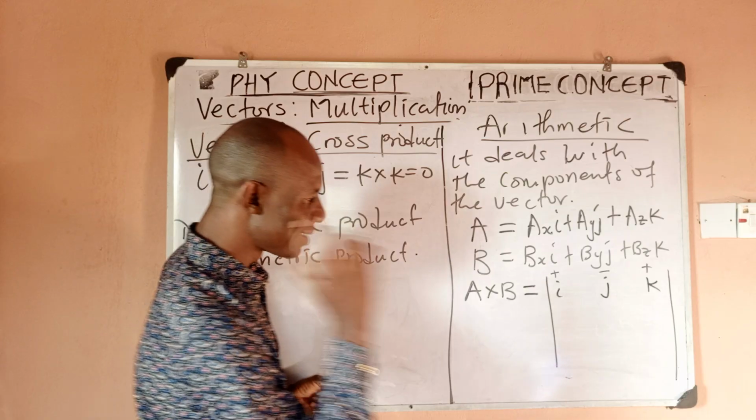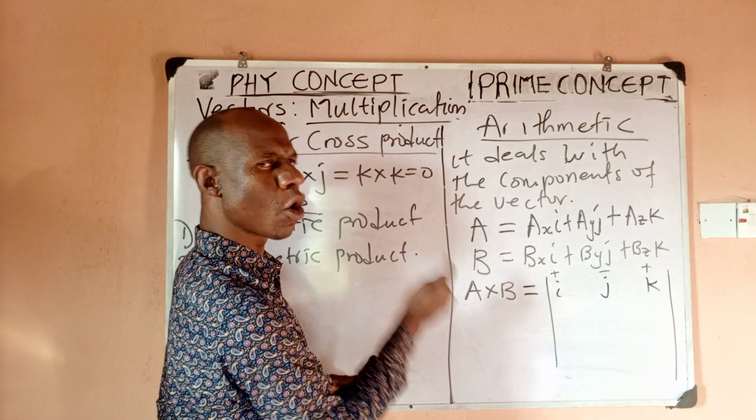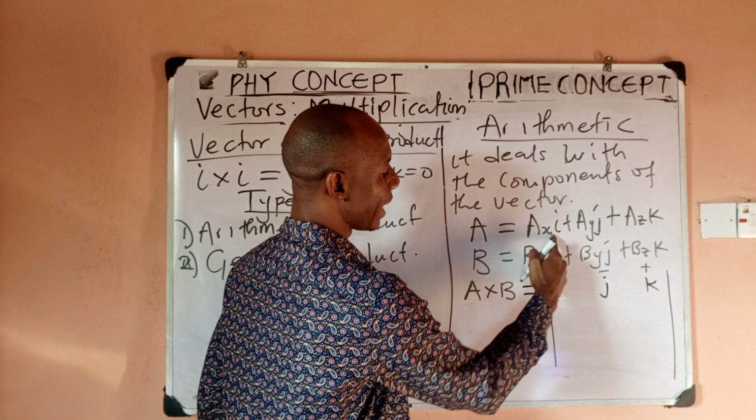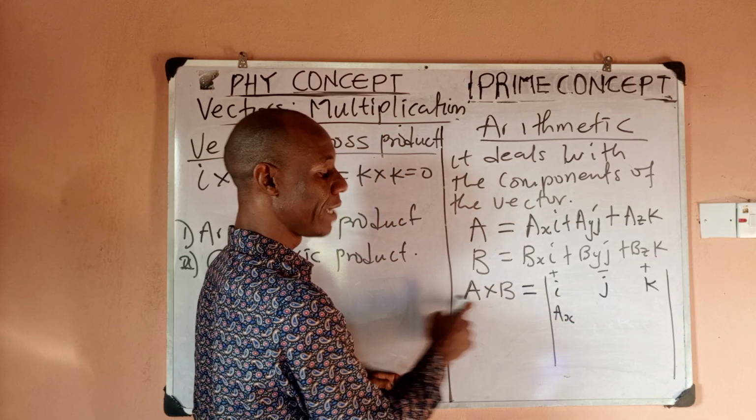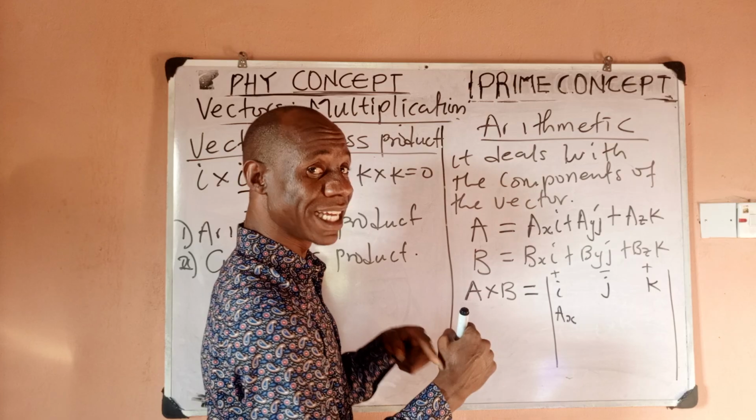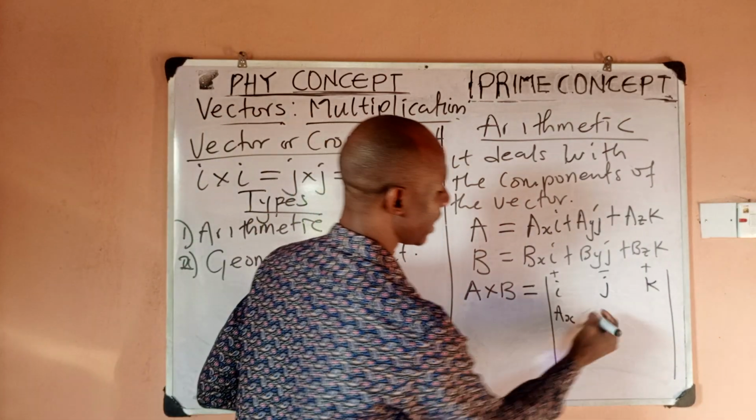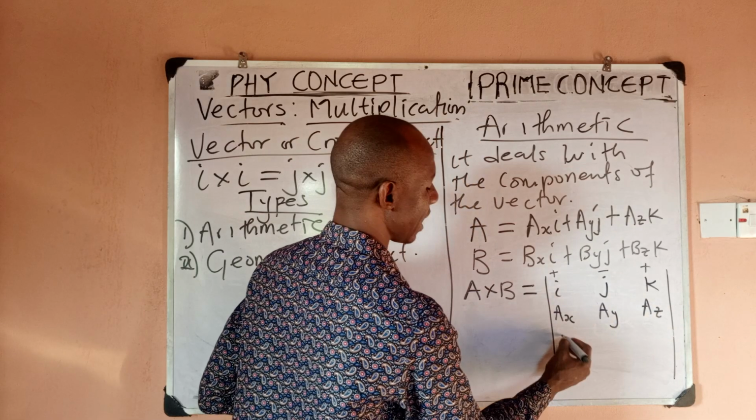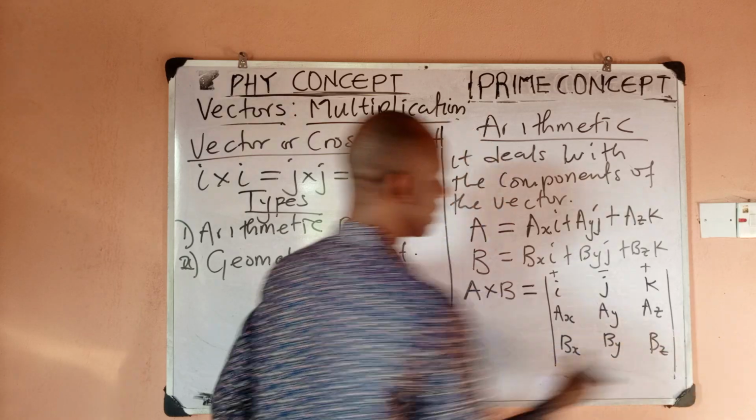Yes. The next thing, since your A is coming first, you arrange the components of A. What are the components of A? You have AX, which comes under i. It has to be A before B. If you arrange B before A, you will get a different answer. You get a negative of the answer. So you have to follow it, A before B. So I have AX, I have AY, and then I have AZ. I have BX, I have BY, and I have BZ. So this is what you do.